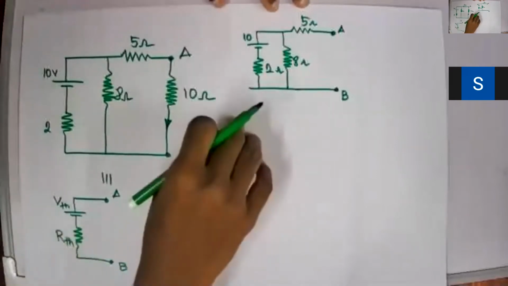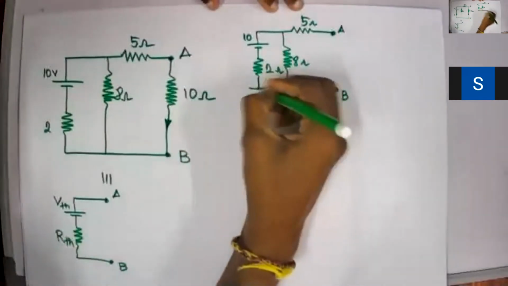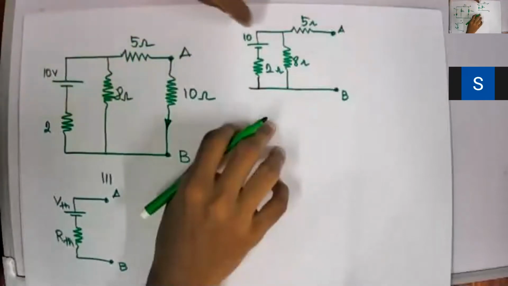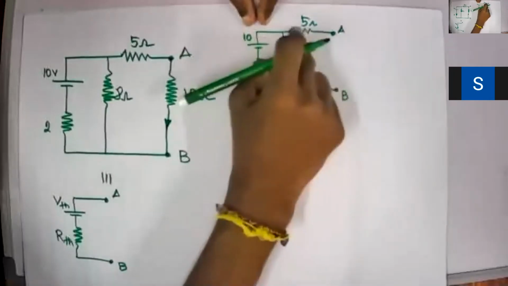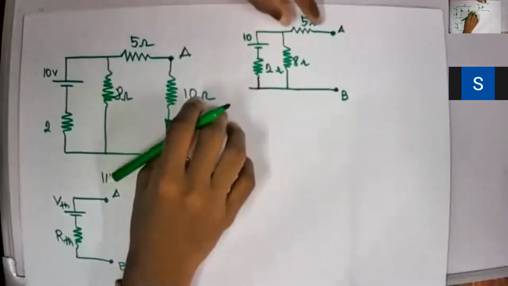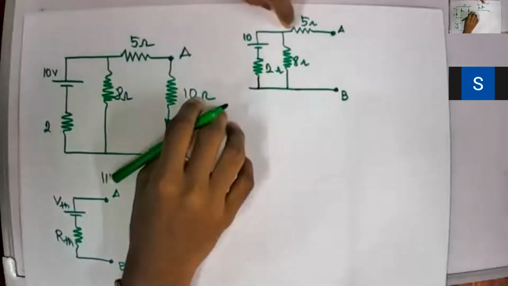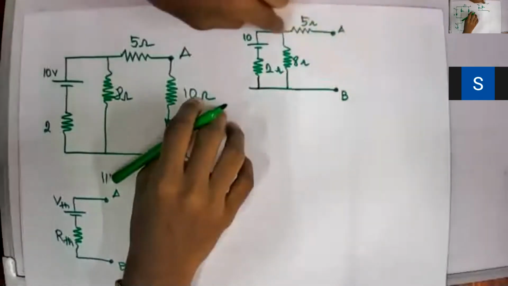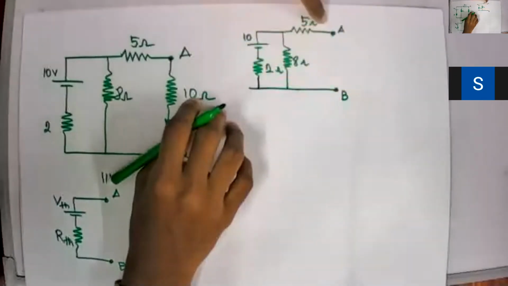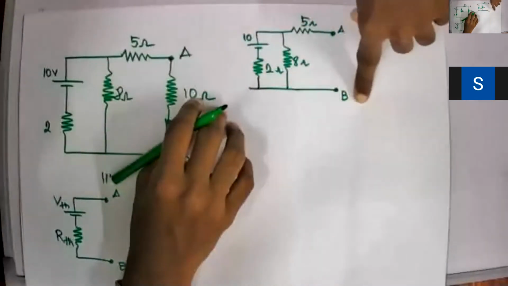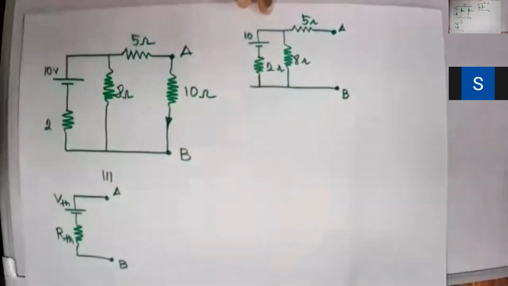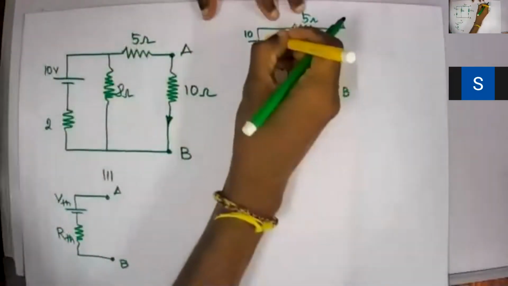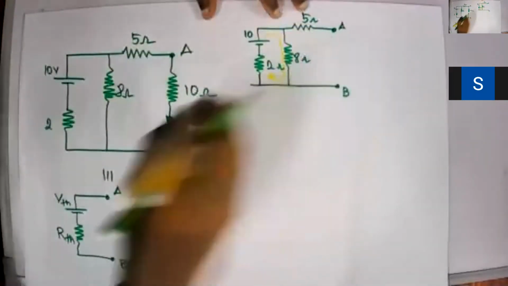Now let's see how we can calculate VAB. Look here. There will not be any current flowing through this 5 ohm resistor. This is inactive. This 5 ohm resistor is not going to affect the voltage because there is no current. AB is open circuited, so current will be flowing only in this loop.